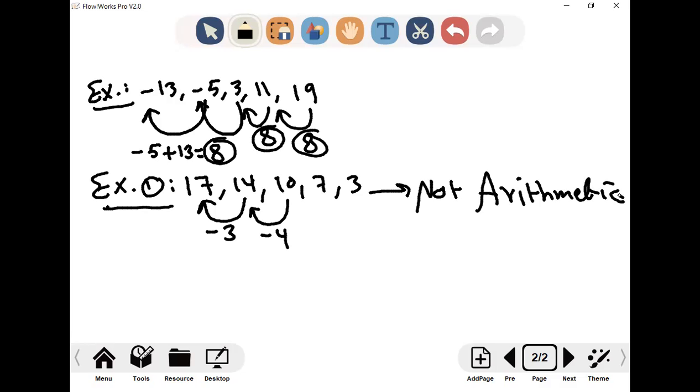Arithmetic or not? No. 14 minus 17 is minus 3. 10 minus 14 is minus 4. This sequence has no common difference, okay? And then you will say this is not an arithmetic sequence, right? But see the check. After this, we have a check.